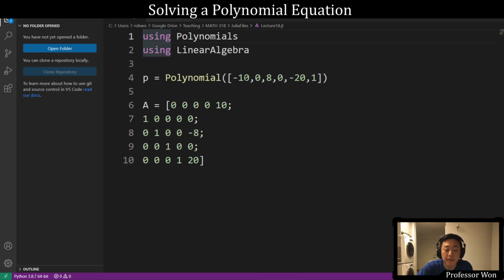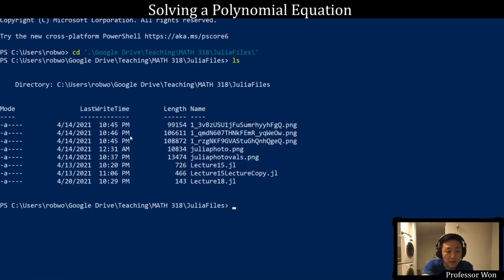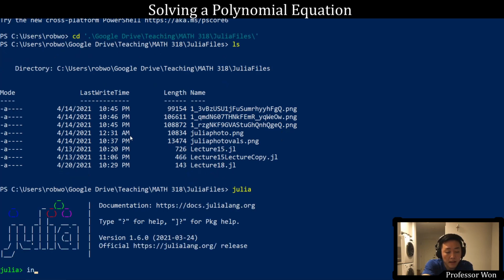Okay, since every polynomial has finite degree, you can always instantiate it with a vector like this, starting with a constant term. And then I also want to read in our companion matrix that we just computed, right? So there are ones below the diagonal, and then going down the column, you get the negative of these first 5 terms, right? 10, 0, -8, 0, +20. Okay, so now I'm in my console window. I've gone to the directory that has my Julia file that I want, Lecture 18.jl. So let's run Julia. And let's include lecture18.jl.